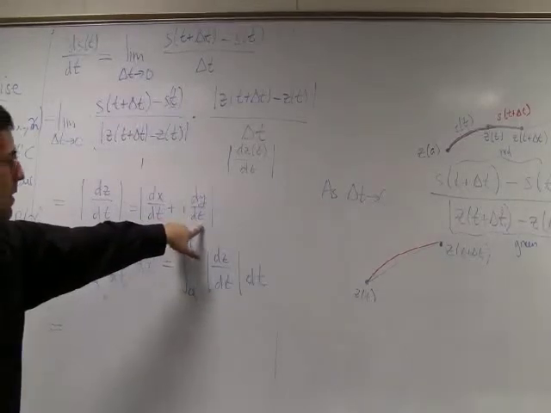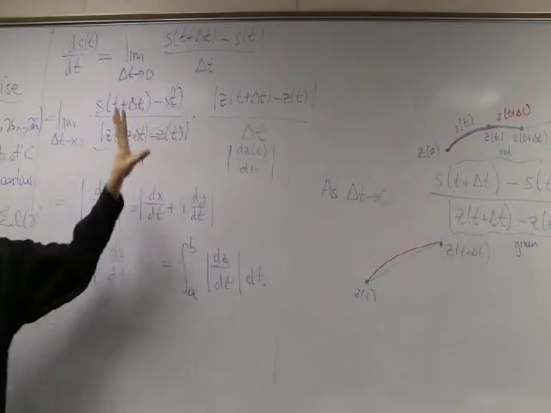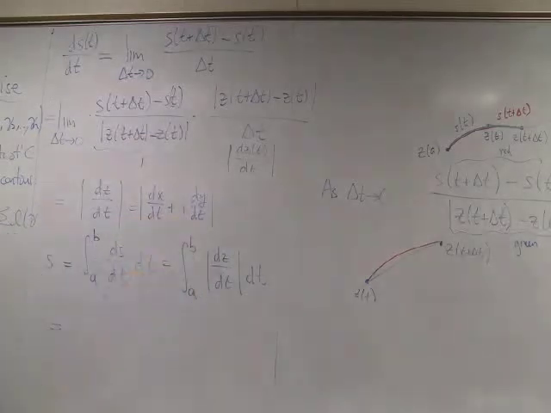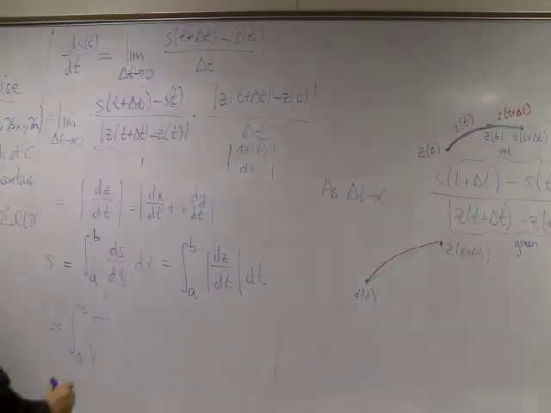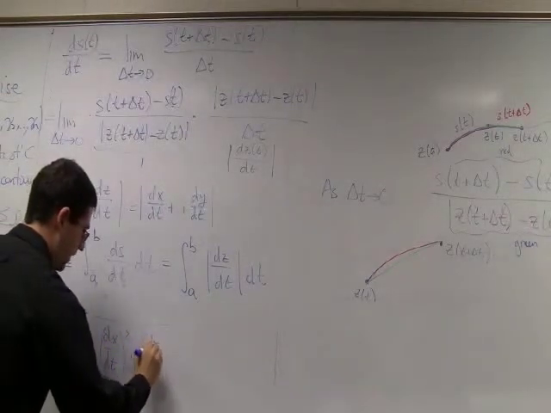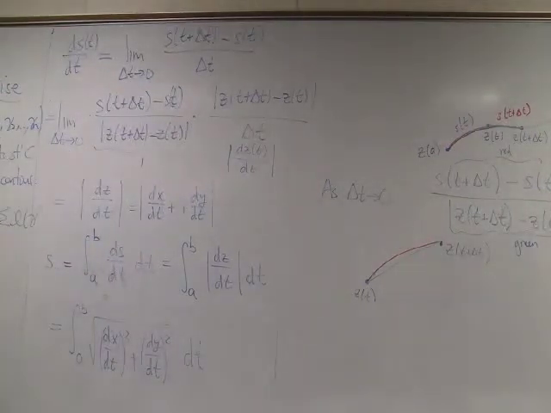How do you find the norm here? This is actually really easy because I've broken it up into the x component and the y component, or the real and imaginary components. It's just the square root of the sum of these squares. So I can write this as the integral from a to b of the square root of (dx dt) squared plus (dy dt) squared, dt. This is the length of our contour, or gamma, say. If we just have one simple smooth curve, that's our length.